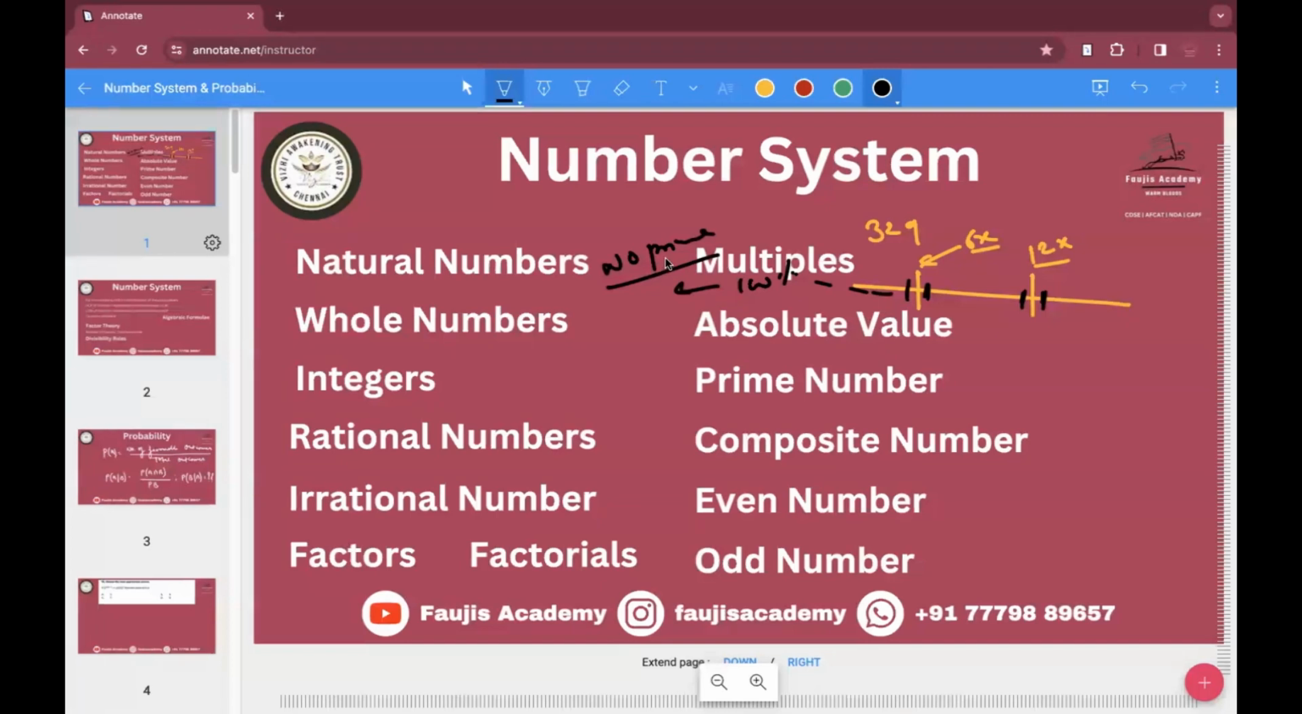But the thing, Shruti, that you said: it is satisfying 6x plus or minus 1. There will be many instances where at this point you will have a composite number. You get the point.